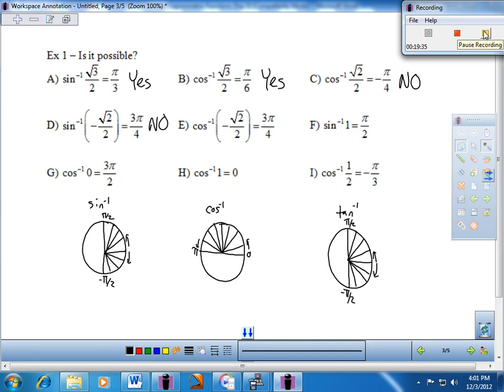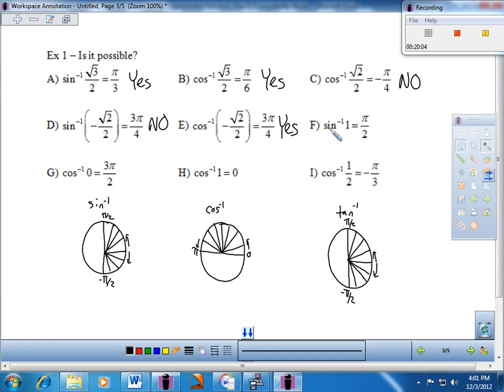So let's do part E then as a result. Inverse cosine of negative root 2 over 2. Is it possible for that to equal 3 pi over 4? Well, if I look at my little cosine diagram here, here's 3 pi over 4. Is this angle in our interval? Sure. Would I get a cosine ratio of negative root 2 over 2? Yes. And so the answer definitely would be yes on that one. Wonderful. So it's in the interval, and it has that ratio.